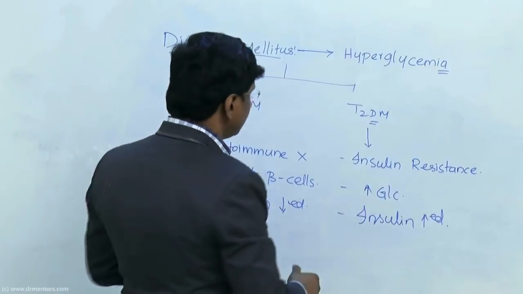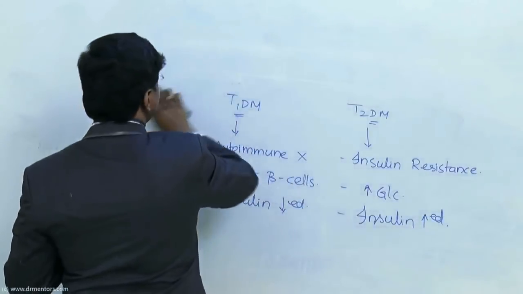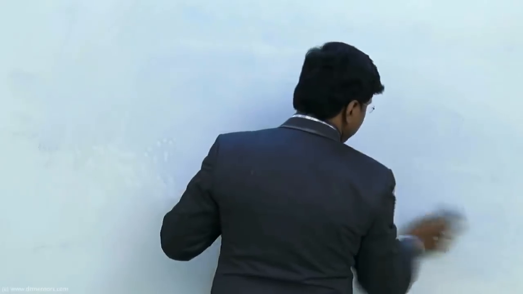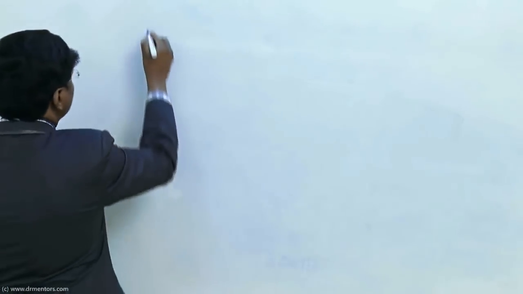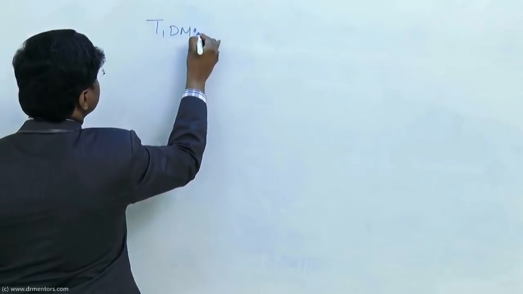Now let me discuss in detail about type 1 diabetes mellitus as well as type 2 diabetes mellitus and the other forms of diabetes mellitus, and what will be the clinical features, complications, and how do you treat this particular diabetes mellitus. So first let me start the discussion with type 1 diabetes mellitus.